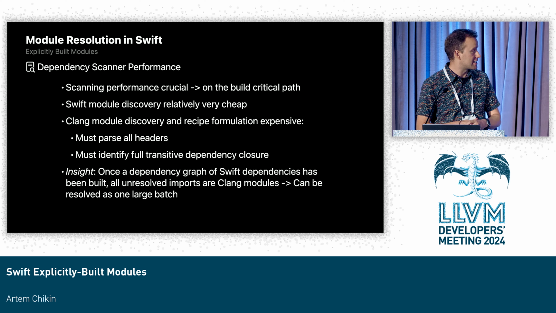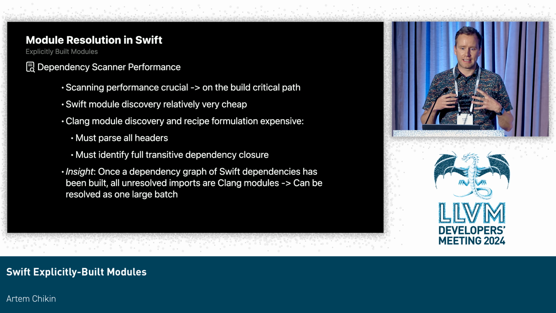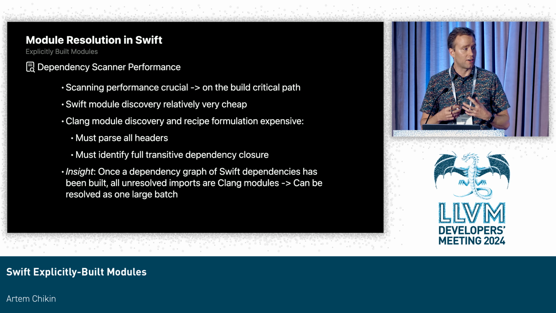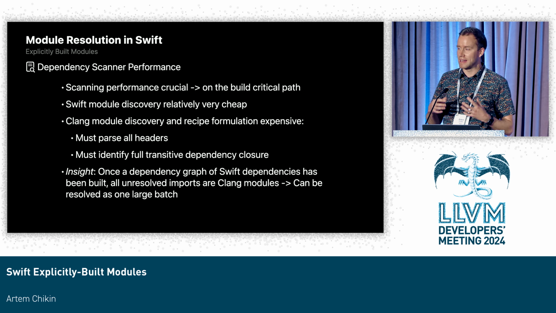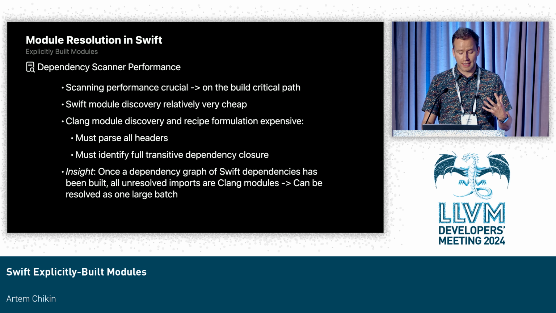One insight that we've pursued recently is that, relying on the fact that a Clang module cannot actually have a dependency on a Swift module, we can compute the full Swift module dependency graph ahead of time, and everything that is left unresolved has to be Clang modules, which we can then try to resolve as one large batch.